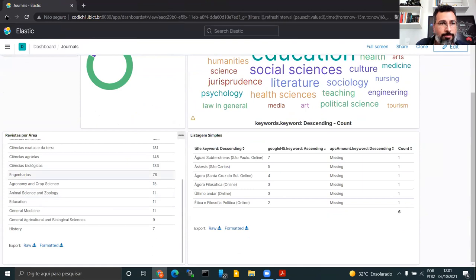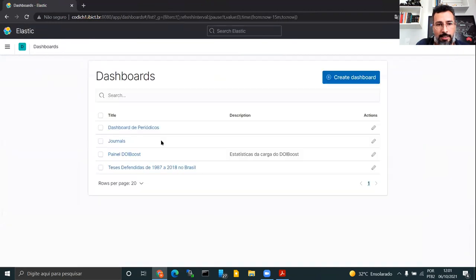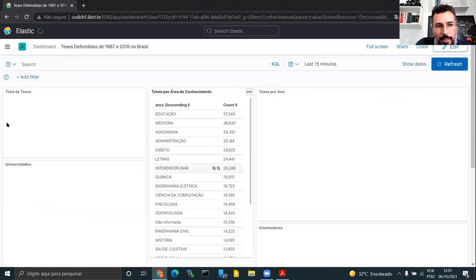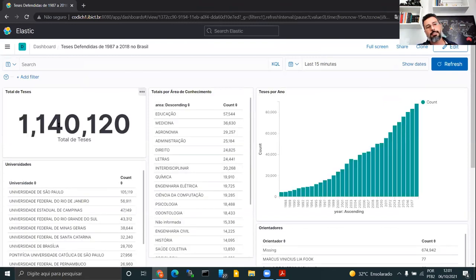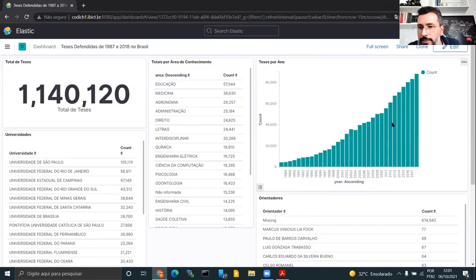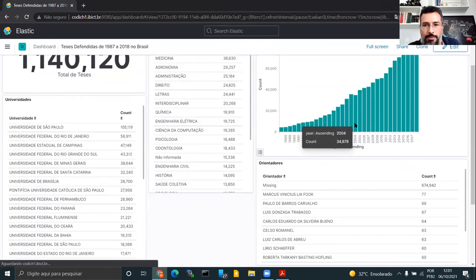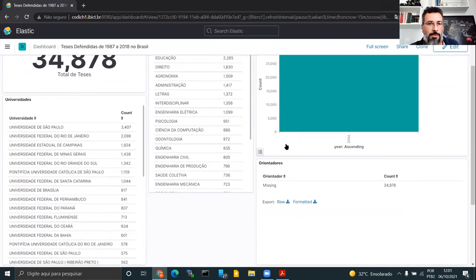And also you have, for example, the theses and dissertations of Brazil in the period between 1987 and 2018. And this is the type of 1 million 140 theses. And this is very, very customizable and interactive.